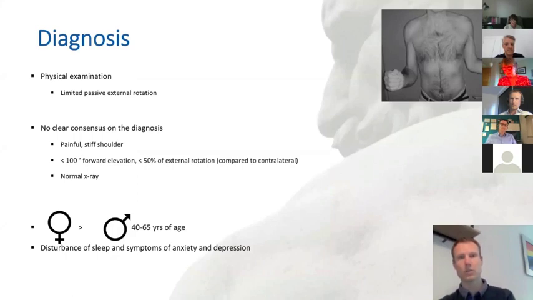The clinical diagnosis of a frozen shoulder is usually not the problem. There's no clear consensus in the literature, but in clinical practice, we all know that limited passive external rotation is the most characteristic finding in frozen shoulder. Our patient category is often between 40 and 65 years of age, and it's more common in women than in men. But it's good to realize that these patients are in a lot of pain, and often their pattern of sleep is disturbed. And that will cause, in quite a large number of patients, symptoms of anxiety and depression as well.